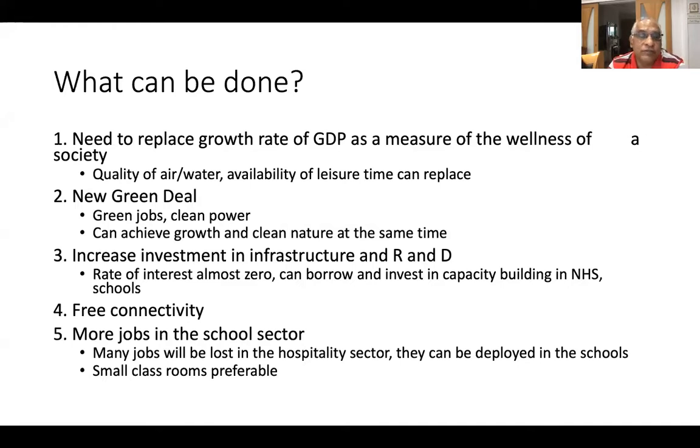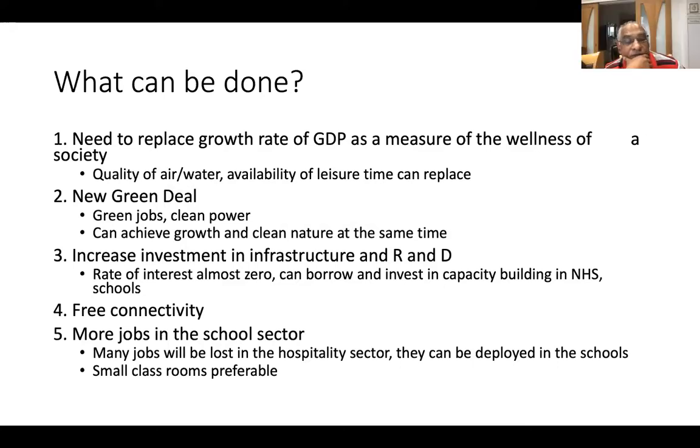A fourth thing we should demand is free connectivity. We have learned in these times of lockdown that connectivity is so important. We could do schooling, university teaching, socializing, all this. So we need to get free connectivity. Remember, this was already thought of by the party and they have included this in their manifesto.